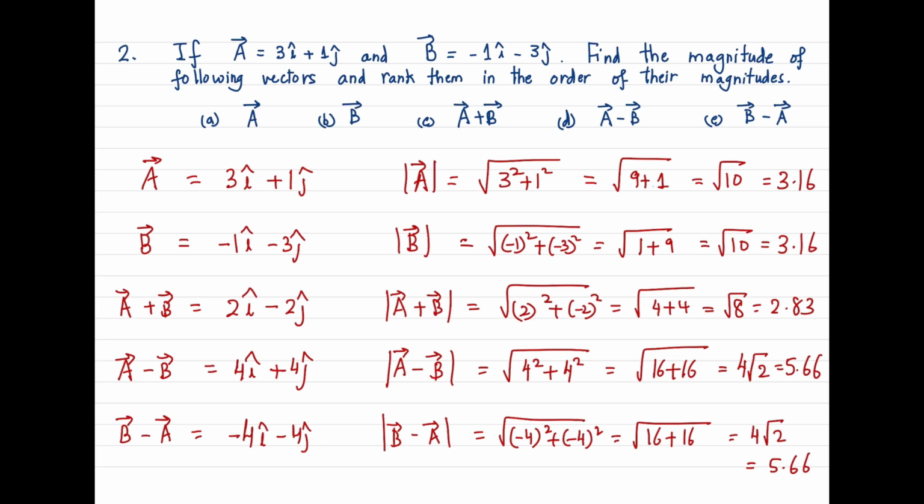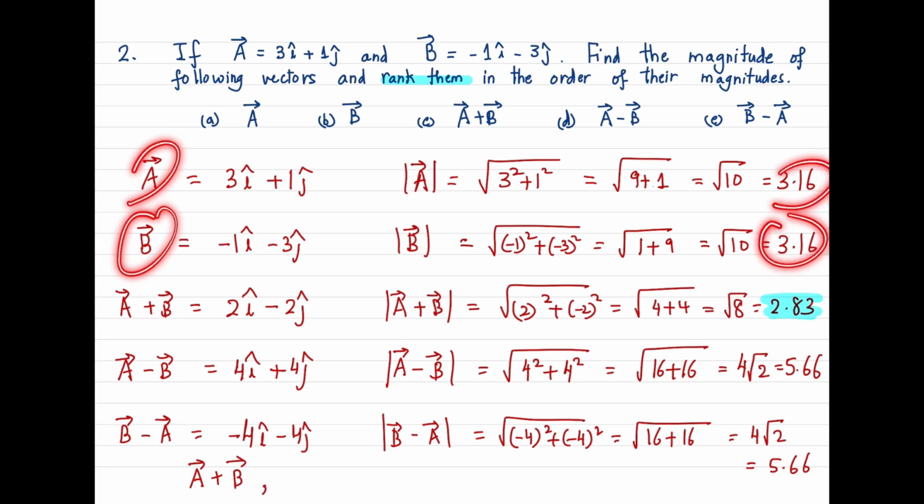So if I want to rank them in the order of their magnitudes, let's say in the increasing order, so from the smallest to the biggest, I can see that 2.83 is having the smallest magnitude. So that will be A plus B. Then comes A and B. A and B both are 3.16 each. So that means A equals B, they both are equal.